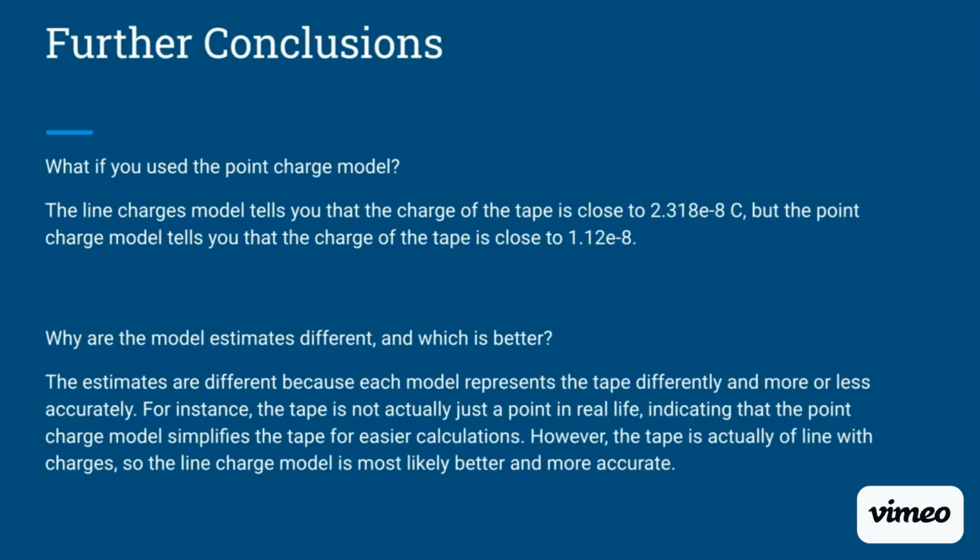Moving on to further conclusions, although we calculated the charge of the tape to be near 2.318 times 10 to the negative 8 for the line charge model, we previously calculated in Lab 1 that the charge of the tape was 1.12 times 10 to the negative 8 for the point charge model. The model estimates are different because each model represents the tape differently and more or less accurately. For instance, the tape is not actually just a point in real life, indicating that the point charge model simplifies the tape for easier calculations.